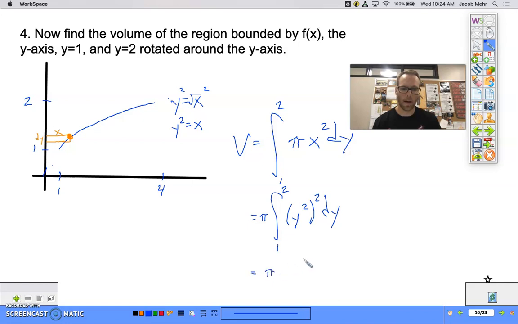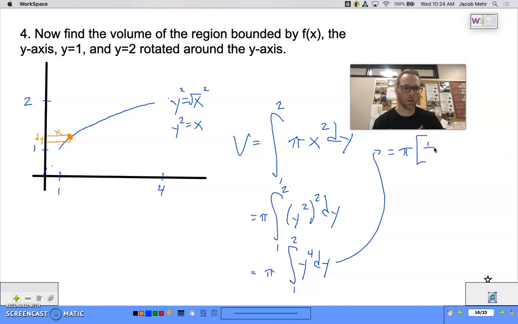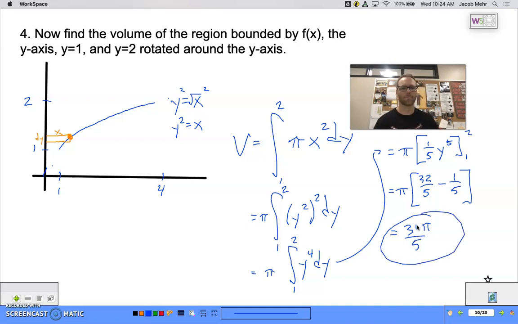So we have pi times the integral from 1 to 2 of y to the 4th dy, which is going to be pi times antiderivative 1/5 y to the 5th from 1 to 2. So pi times, let's see here, 2 to the 5th is 32, so we have 32 fifths minus, substitute in a 1 would be 1/5. So we get 31 pi over 5. Cool? All right.